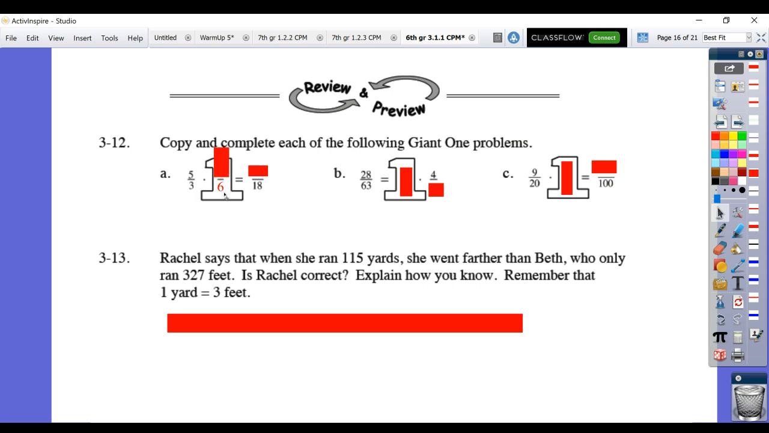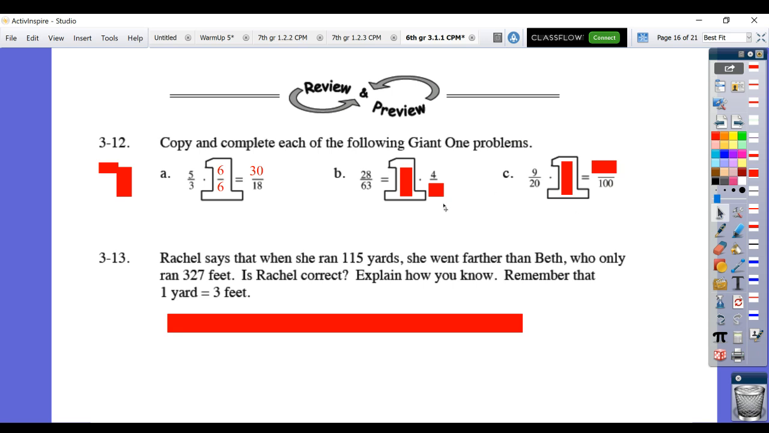And if the denominator of the giant 1 is 6, then the numerator has to be 6 because 6/6 creates that giant 1. So there's our multiplicative identity in that giant 1. And then to find the missing value, we say, all right, 5 times the numerator of 6 would equal the numerator that is missing, 30. So 30/18 we're saying is equivalent to 5/3, and we've found that equivalent fraction by multiplying by a giant 1 of 6/6.